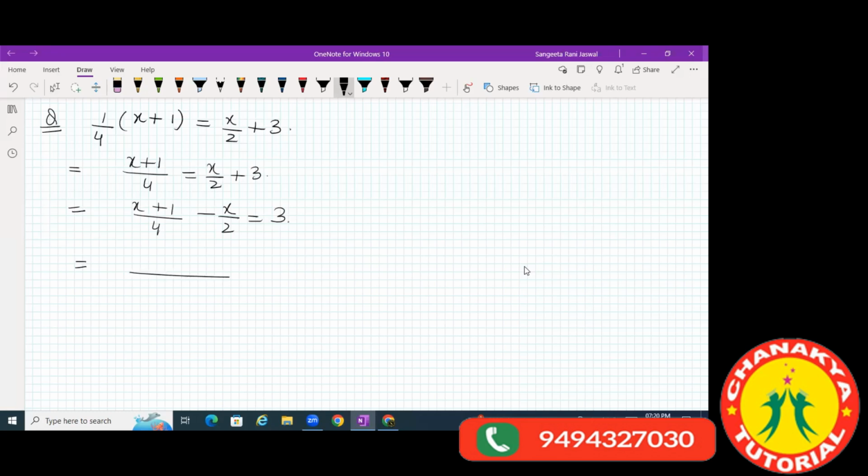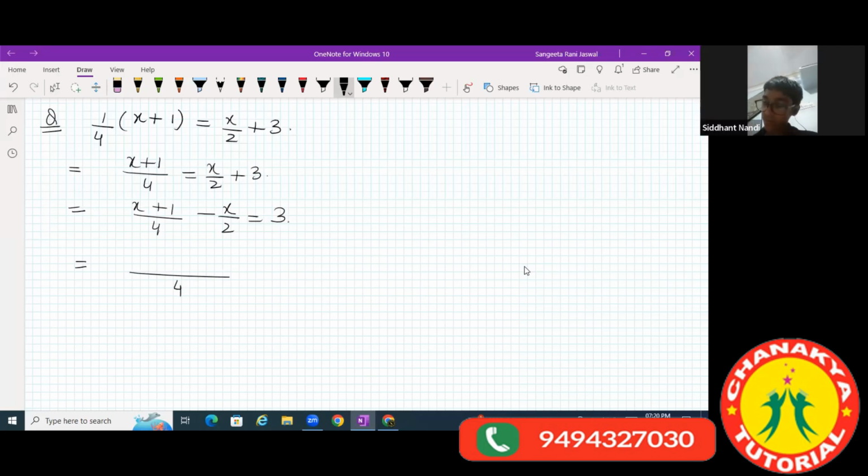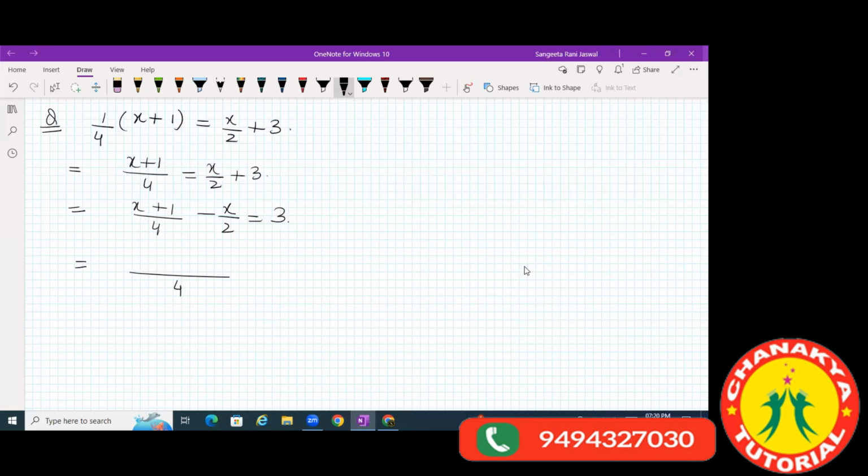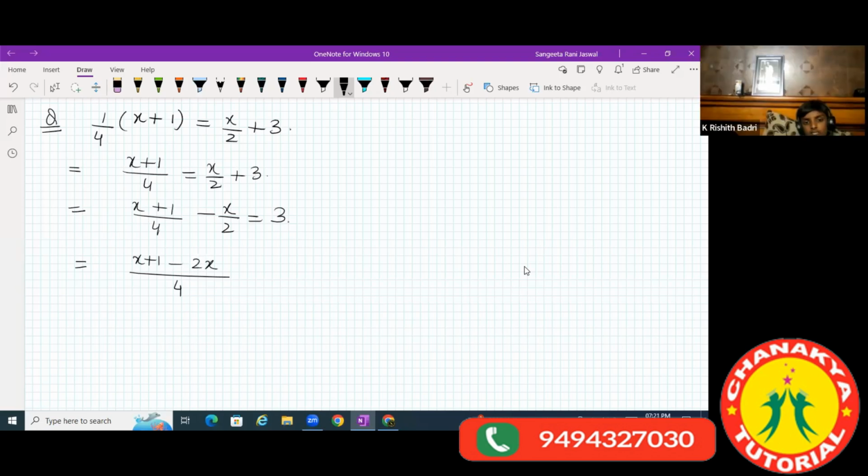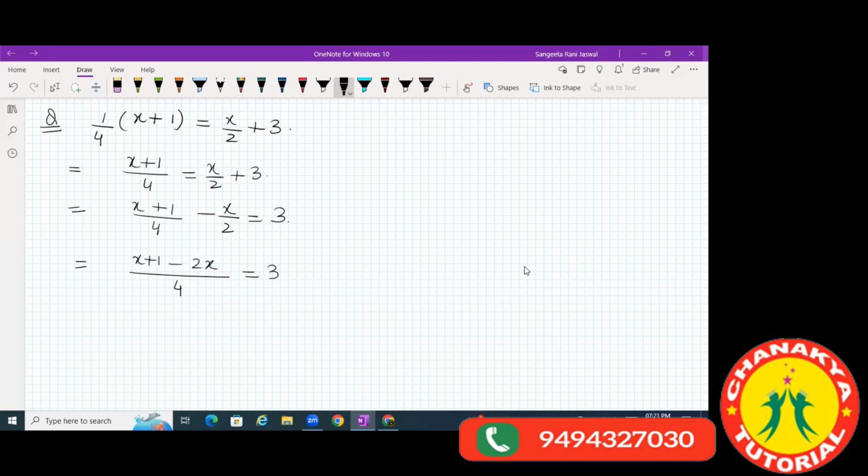Okay, so now I take the LCM of this. What will be the LCM here? 4. Okay. So since 4 ones are 4, I have nothing to multiply with the numerator. Now 2 twos are 4, so 2 in 2x. And this side I have just 3. So now I take this 4. Now this is in the fraction form. This is the numerator. This is the denominator. I take 4 on the other side.